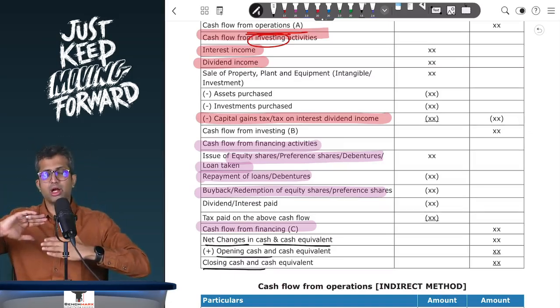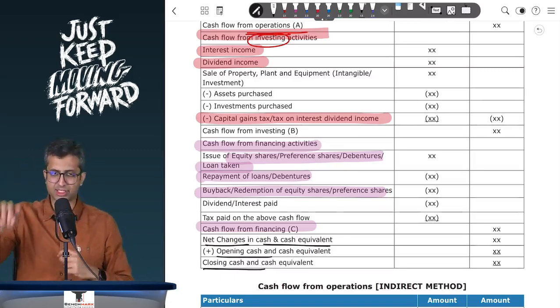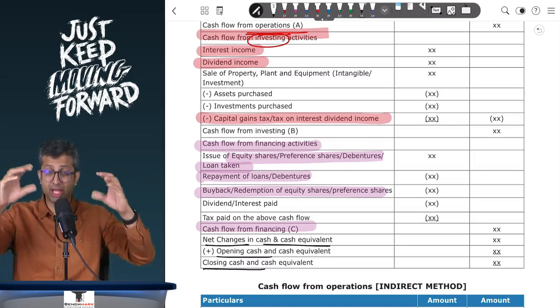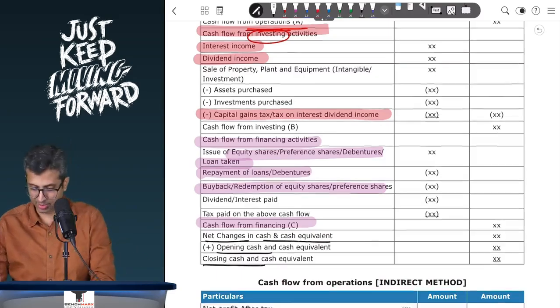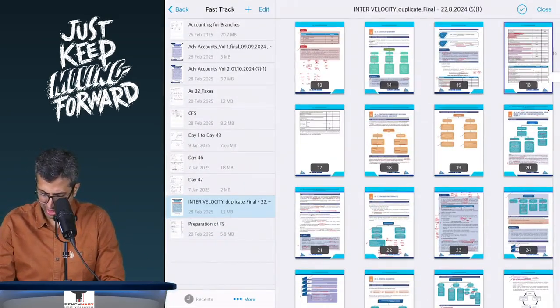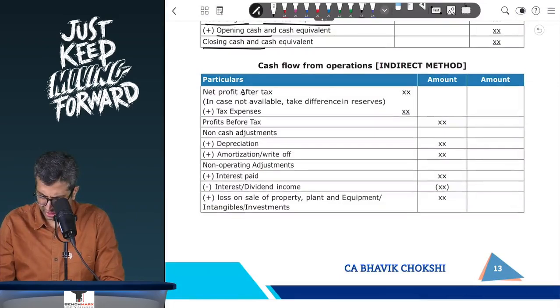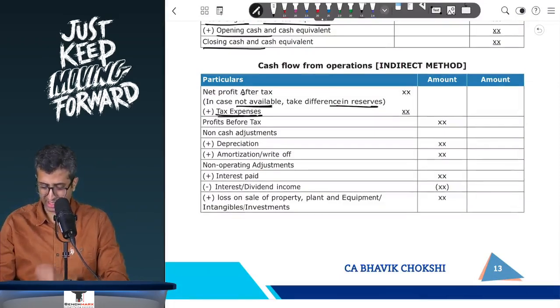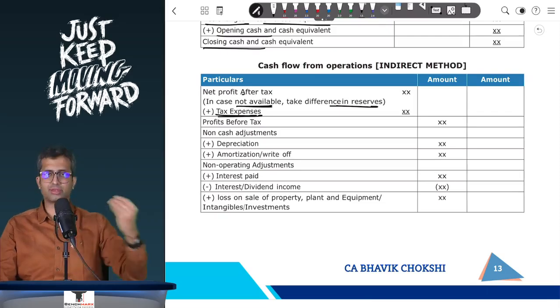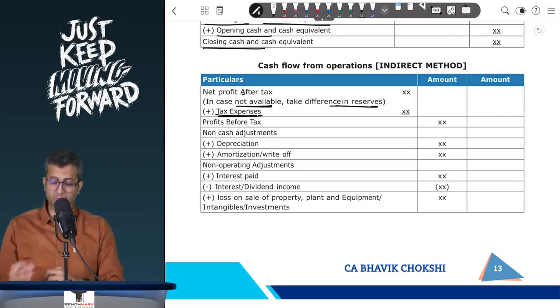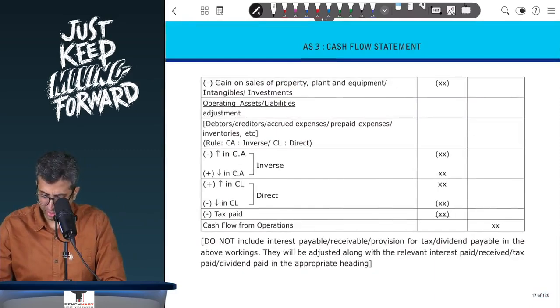Ultimately, you will add back tax expense. Whatever is the tax expense, you will add back, and then at the bottom you will subtract tax paid. So you will start with net profit after tax. In case that is not available, you take the differences in reserves. To this you will add back tax expense, that is the tax that has gone to the P&L, but that may be different from the tax paid. So right at the bottom you will subtract tax paid as well.